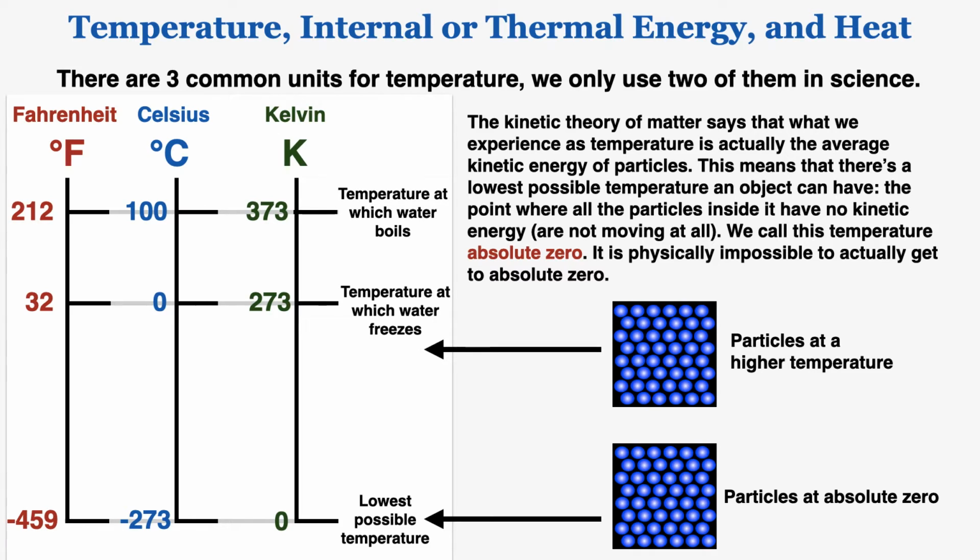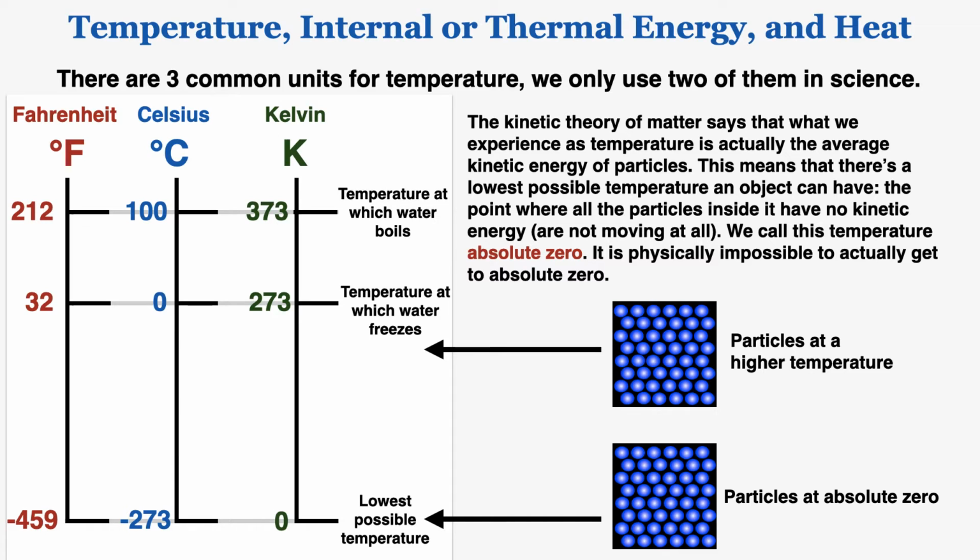But if we could get to absolute zero, the picture on the bottom right is what it would look like. All the particles just completely frozen in place. Because it's not possible to have less motion than no motion, it's not possible to have less temperature than the absolute 0 point of temperature. So you can see that that's 0 degrees on the Kelvin scale.